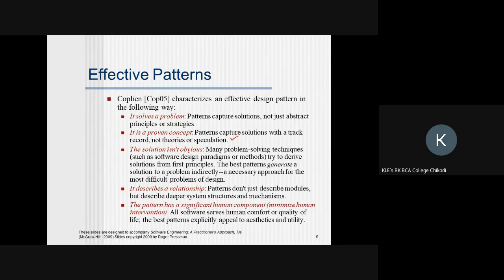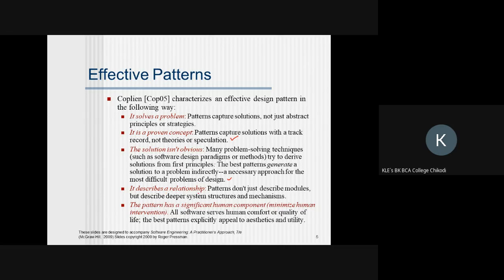The solution is not obvious. Many problem solving techniques try to derive solutions from first principle. The best patterns generate a solution to a problem indirectly, a necessary approach for the most difficult problems of design. A solution is not obvious. We have to apply it first. If that is suitable, it is well and good, or else we have to go for modifying it.